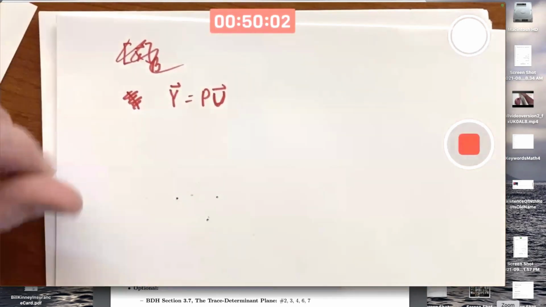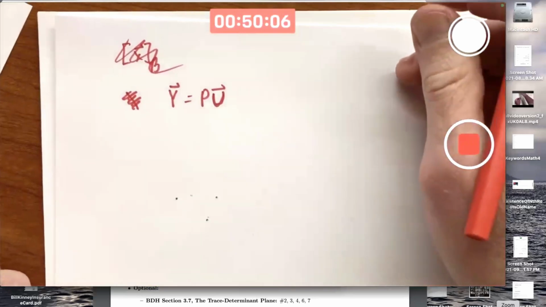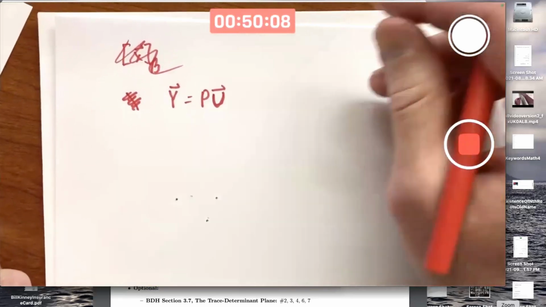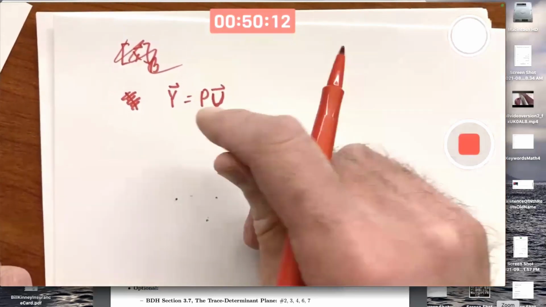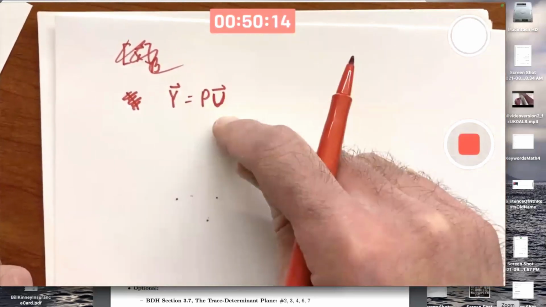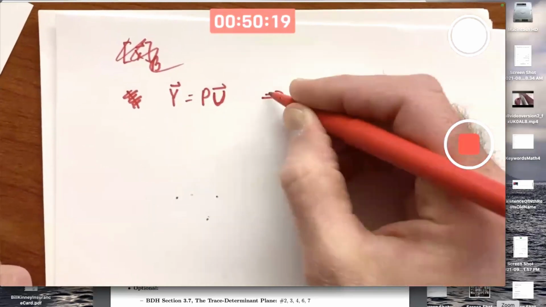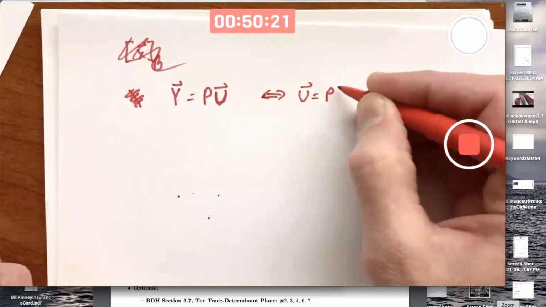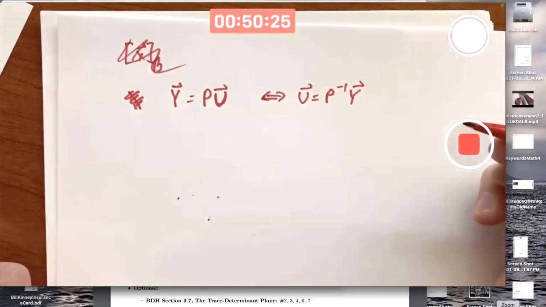Remember, I mentioned this a week or two ago. It's the opposite of what you think it should be. You'd think if I'm doing a change of coordinates, I should write the new variable in terms of the old. But no, it works out that you want to write the old variable in terms of the new. This does give you the new variable in terms of the old as well. It's equivalent to saying u is P inverse times y. I guess we're not having much work time today, but I think this is pretty important to help you understand the assignment.